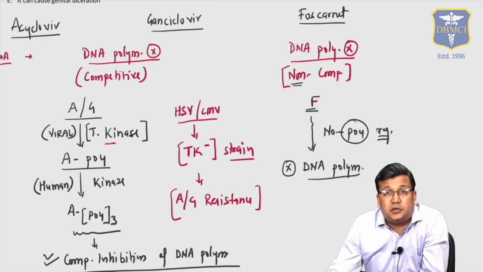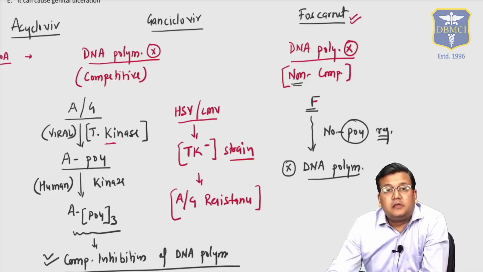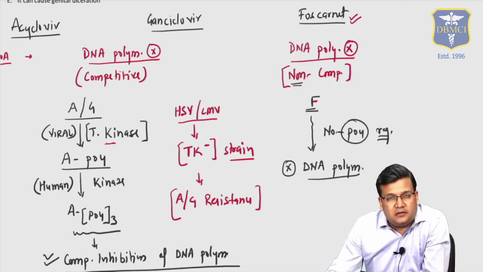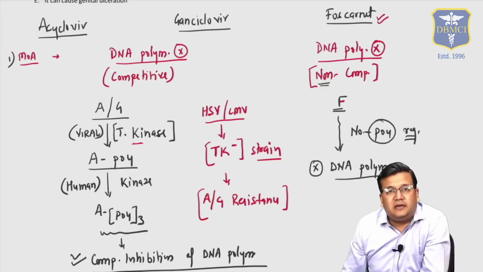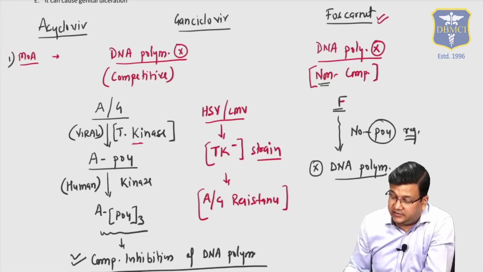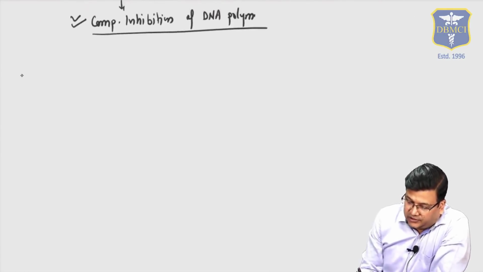Now which drug does not require thymidine kinase? As we can see, foscarnet. So one thing is clear to us, that foscarnet can be used for infections which are resistant to acyclovir or ganciclovir. That is the clinical significance of knowing this mechanism. So now we will write the uses of these drugs.